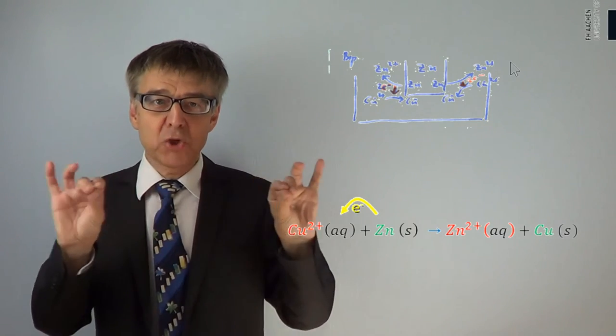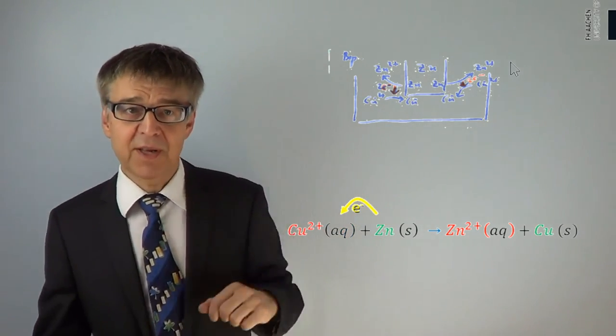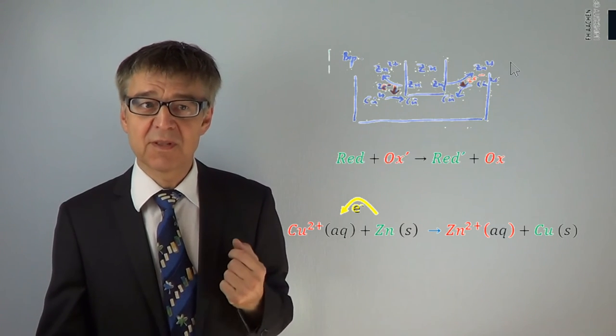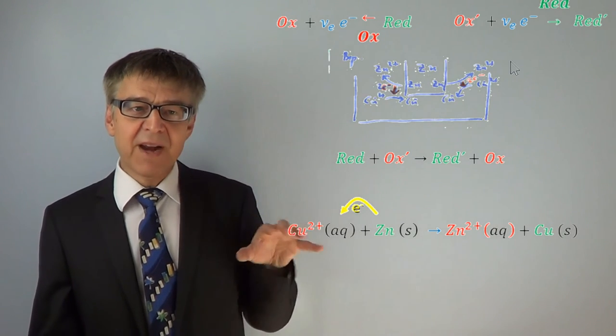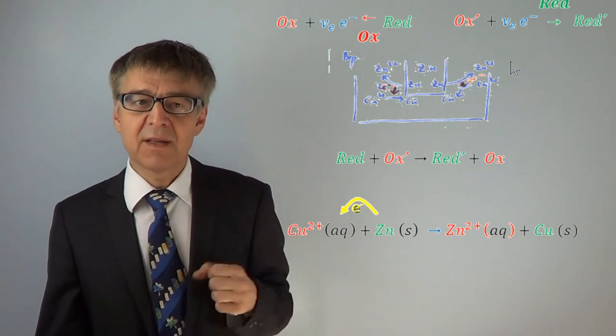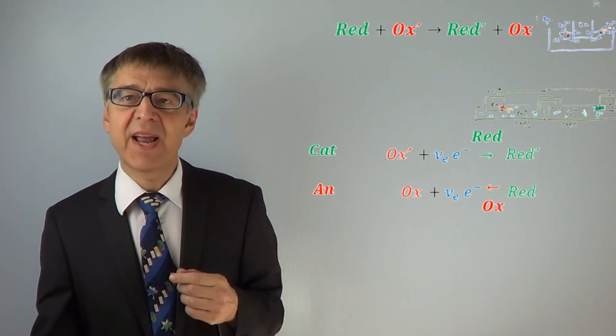Only in spatial separation of oxidation and reduction, by building a galvanic cell with two electrodes, is it possible to combine these microcurrents and thus gain electrical work. In general, a galvanic cell may be built up from any redox reaction.